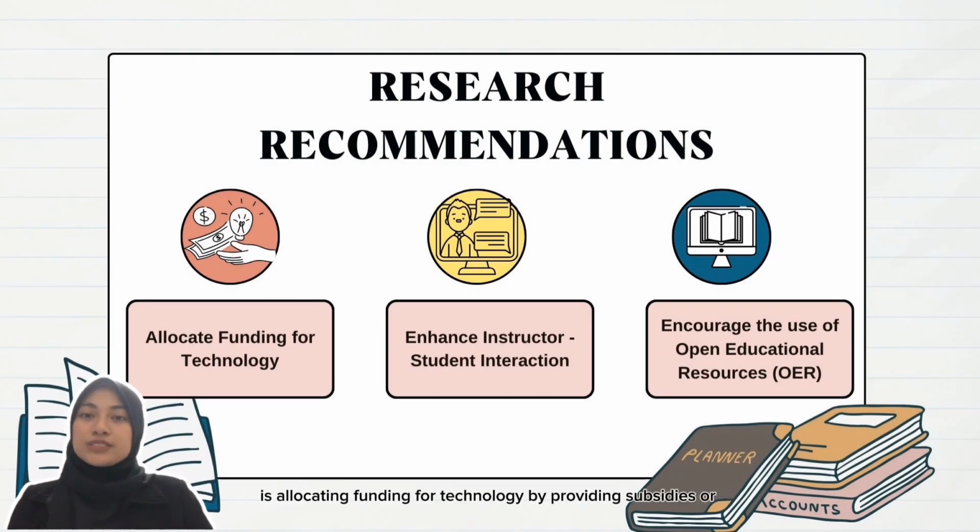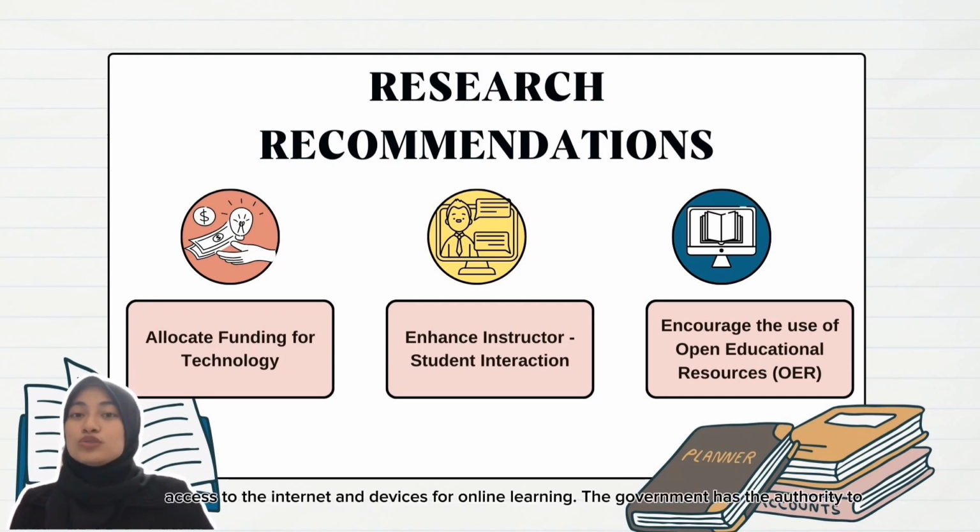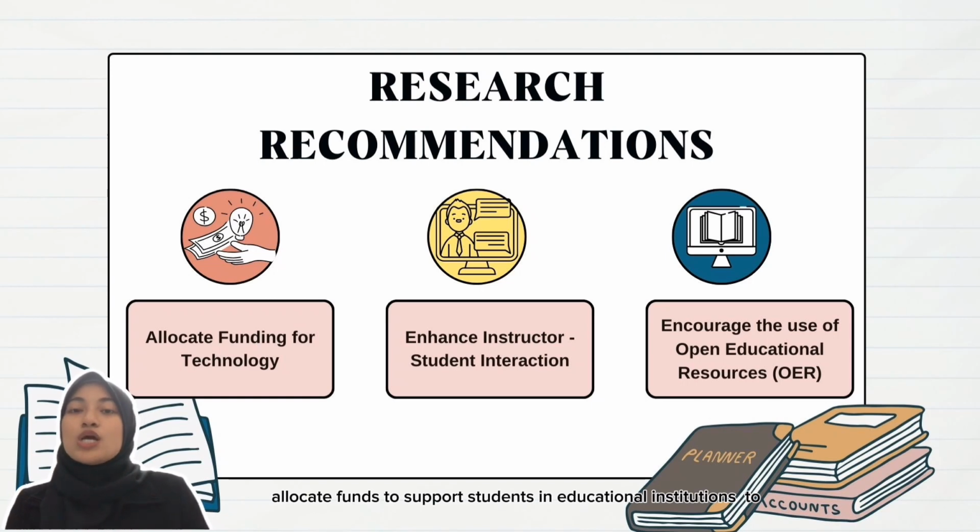The first recommendation is allocating funding for technology by providing subsidies or financial assistance to ensure the students have affordable access to the internet and devices for online learning. Government has the authority to allocate funds to support students in educational institutions to ensure that students have access to the necessary electronic devices such as computers, laptops, or tablets.